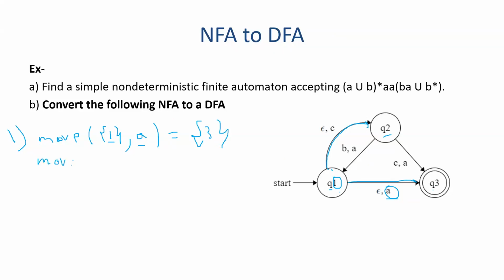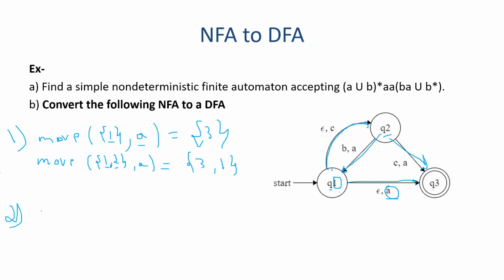It could be multiple states. So I could ask, where does {1, 2} go on a? Well, 1, as we saw, goes to 3. Where does 2 go on a? 2 goes to 1, and it also goes to 3. I'm not going to write 3 again since we already wrote it. Sets have no repetition. So we'll just say it goes to 1. Okay, so that's one idea.